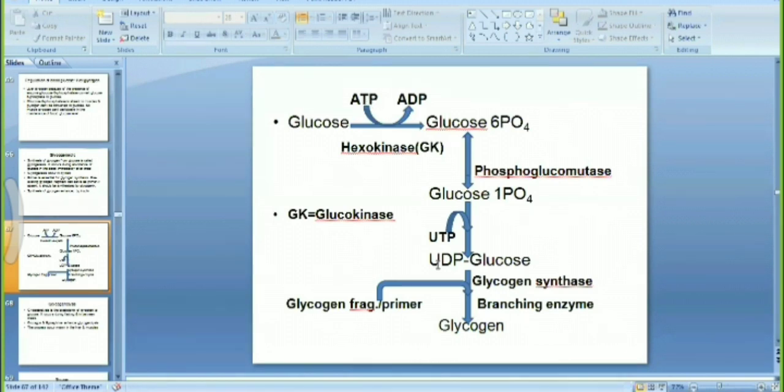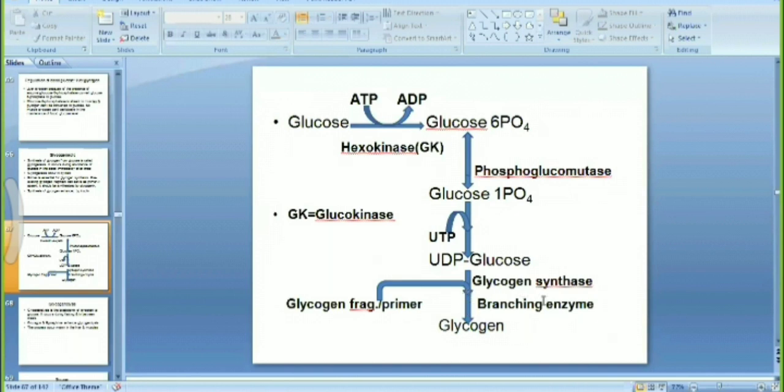This uridine diphosphate glucose provides glucose to the glycogen fragment, to the primer, and the glycogen chain is elongated. The enzyme responsible is glycogen synthase. In this pre-existing glycogen fragment, the uridine diphosphate glucose transfers glucose one by one, and gradually elongation of the chain takes place. Is it clear?